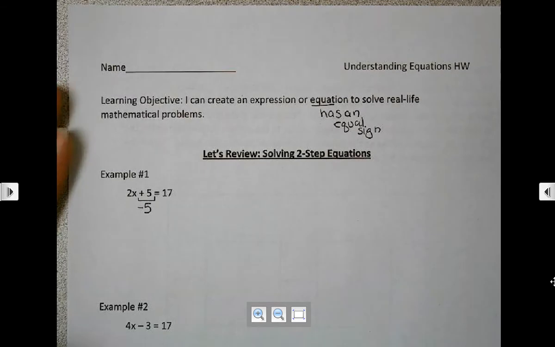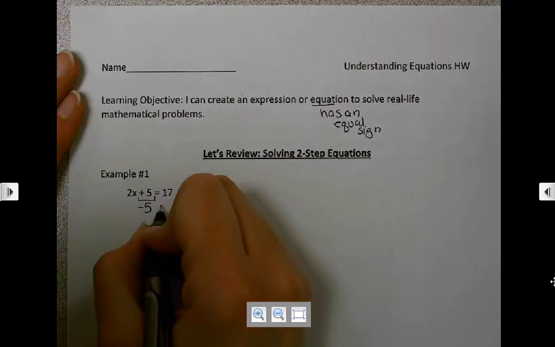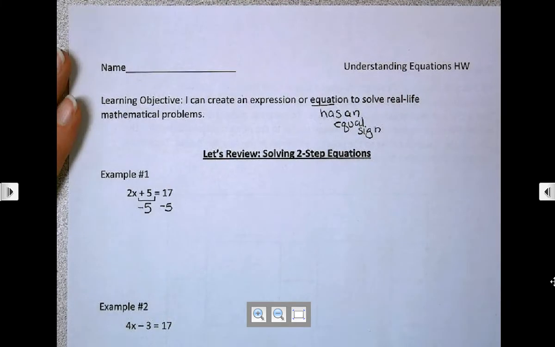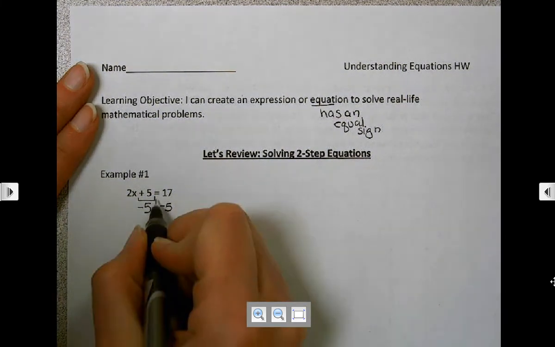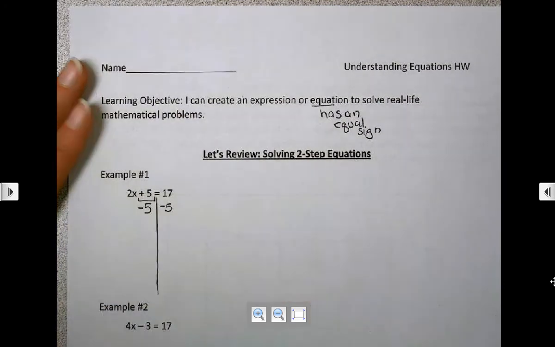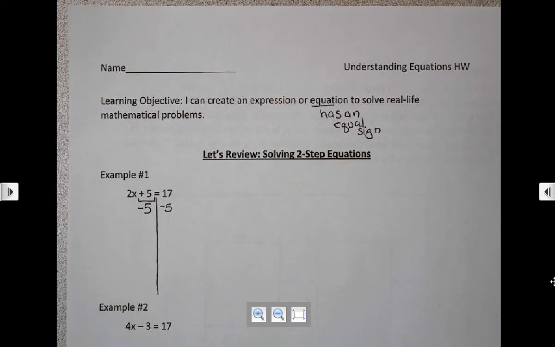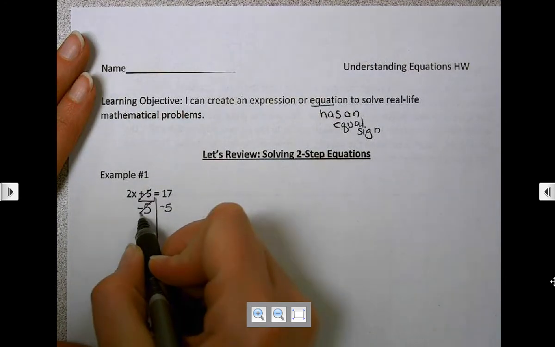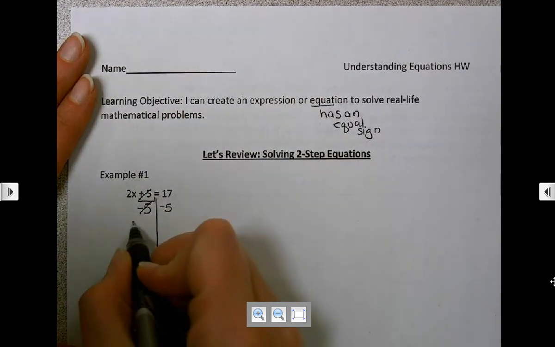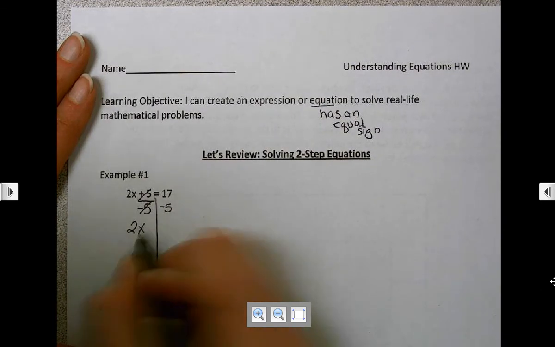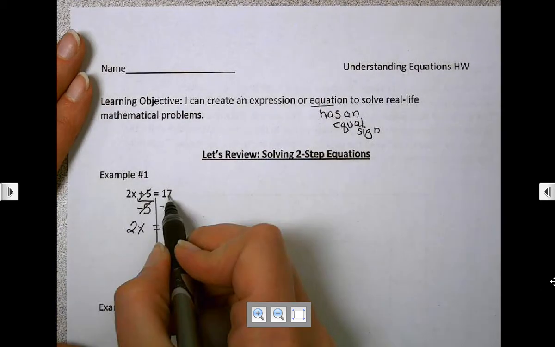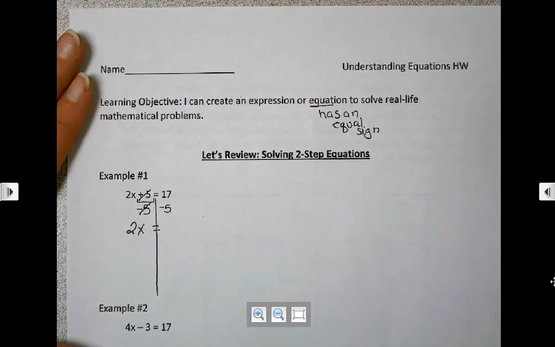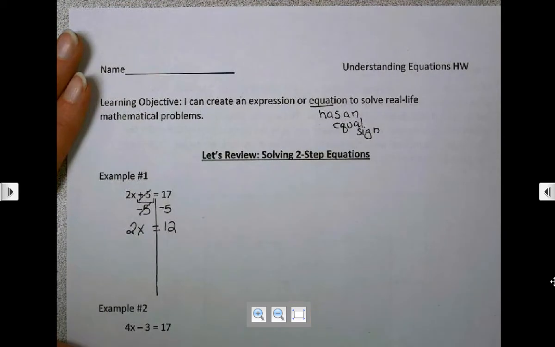Now, in order to stay equal, we have to be balanced. What we do to one side of the equation, we also have to do to the other side of the equation. So we are going to subtract 5 from the 17 as well. And actually, I'm going to draw a little line so that we know that we are subtracting from the right and subtracting from the left. So positive 5 and negative 5, because they're inverses, they cancel out and they equal 0. We're going to bring down the 2x that is left over. And then on the right side, we are going to do 17 minus 5. And I know that that is 12.